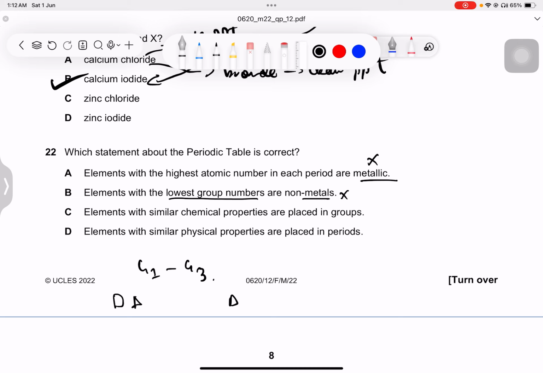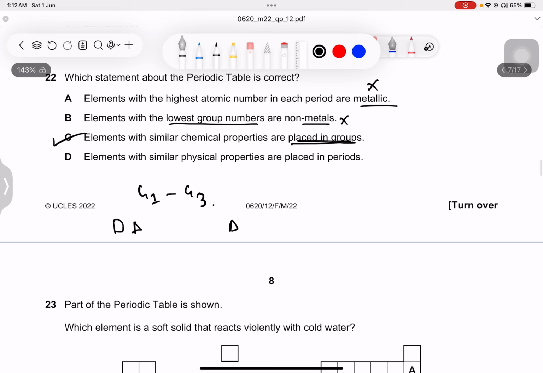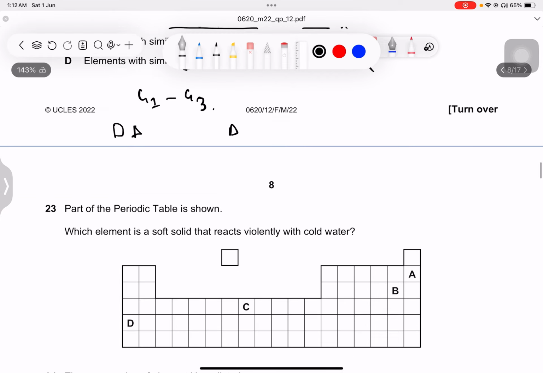Elements with similar chemical properties are placed in groups. This is correct because this is the reason why they're in the same group, as they have the same outer shell electrons and similar chemical properties. Elements with similar physical properties are placed in periods. There is no evidence to suggest this.